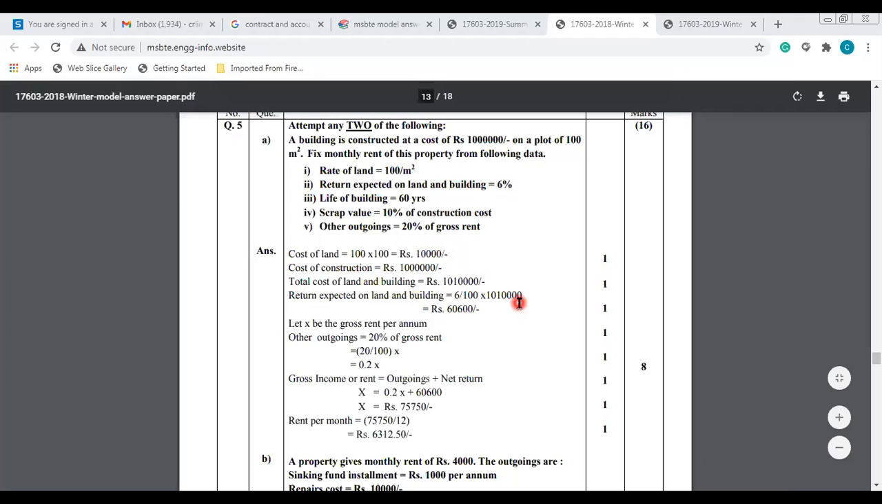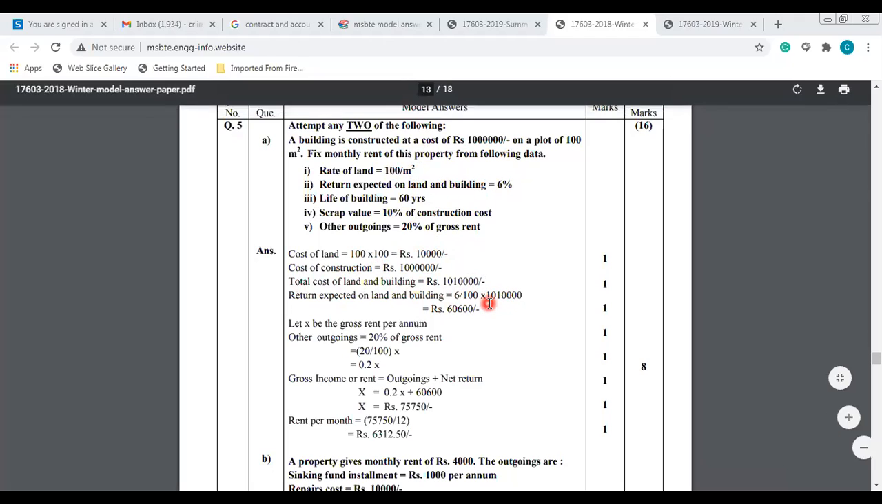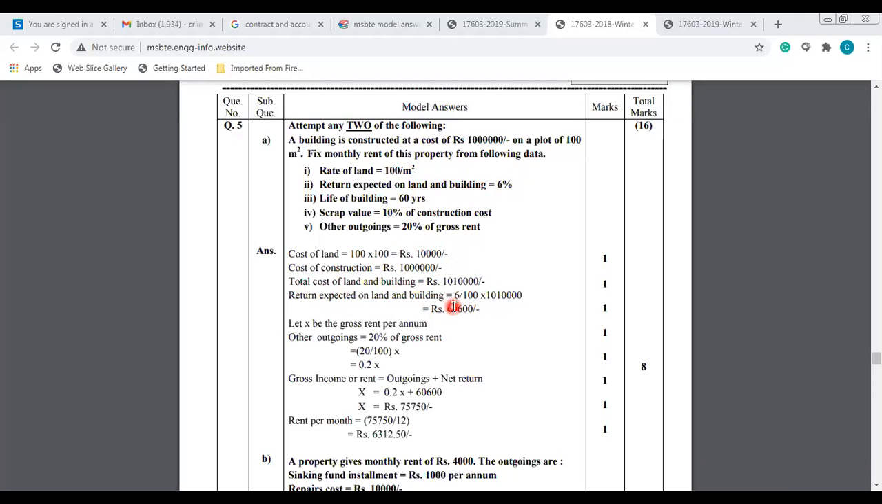Then the owner expects a net return of 6% on the land as well as on the buildings. What is the total cost for land and buildings? That is 10 lakh 10,000 rupees. So 6% of 10 lakh 10,000 rupees comes as 60,600 rupees, that is 60,000 and 600 rupees. Now we have to decide the rent per month.